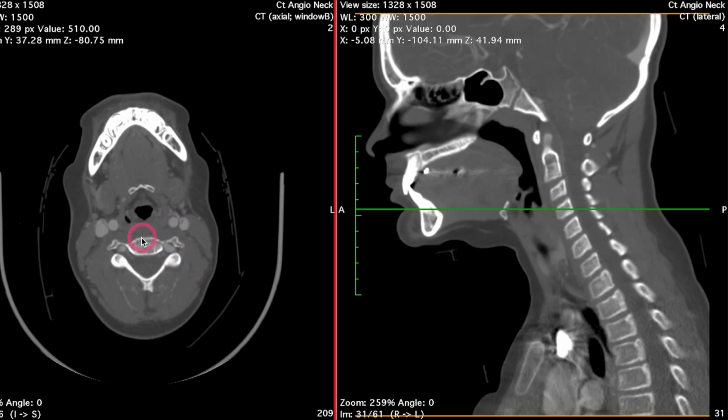The anterior-most portion of a vertebra is the vertebral body. It's shaped like an oval. Laterally flanking the vertebral body are these bony prominences called the transverse processes. And posteriorly is the largest bony prominence of the vertebra. This is the spinous process.